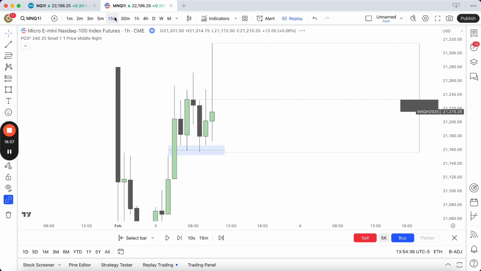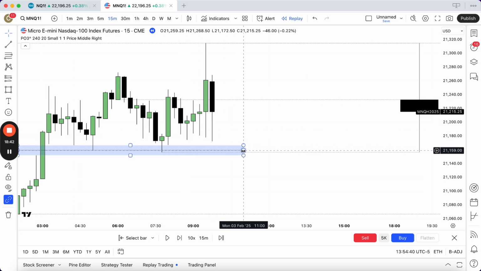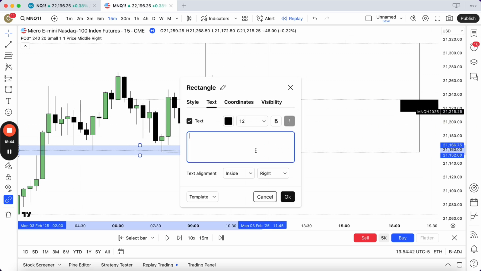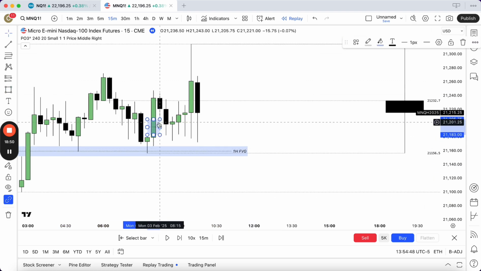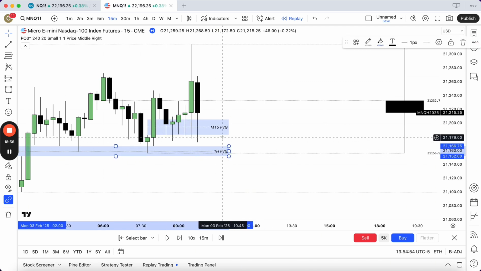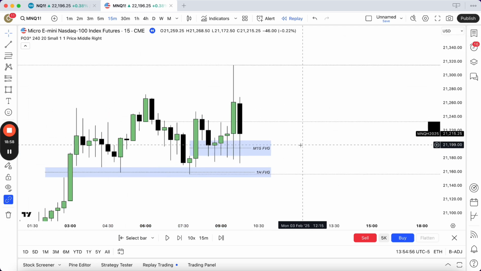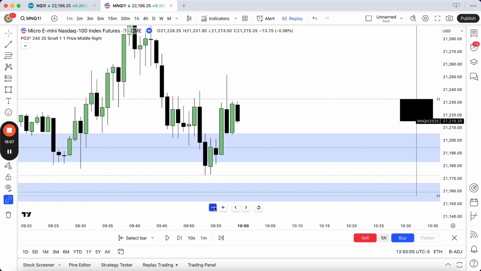Okay. Oh wait, do we have this 15-minute? This was never mitigated, but it was tapped into way too many times. So we have this hourly gap right here. Okay. And then we have this 15-minute gap right here. I don't particularly love this 15-minute gap just because it's been wicked into too many times. But let's see. Okay, this is about to be the 10 a.m. open. Let me just drop to the 1 minute.